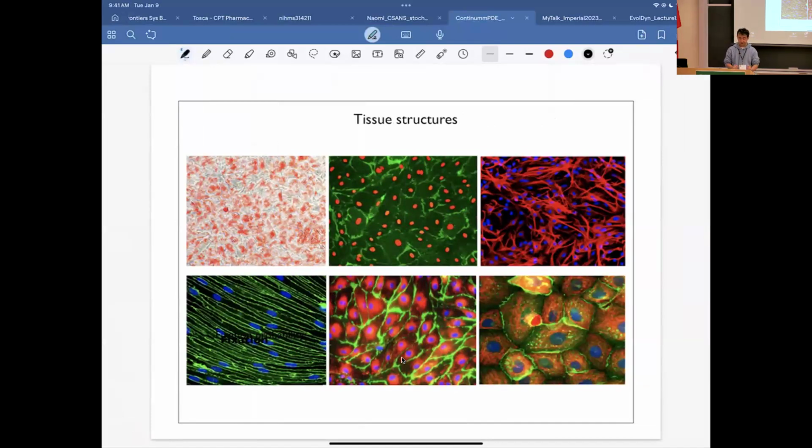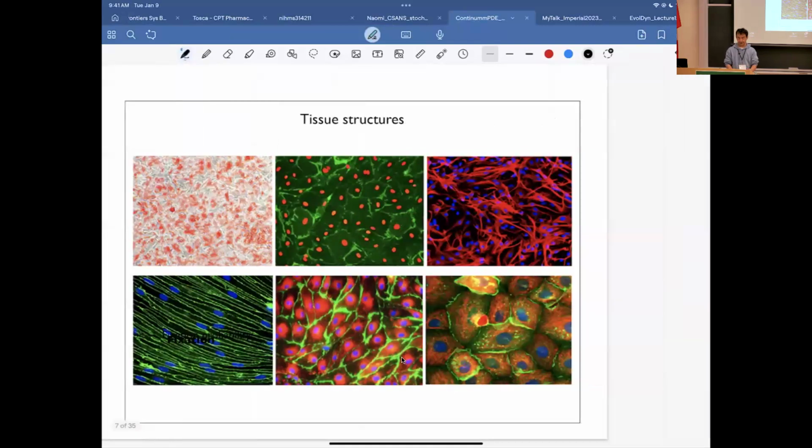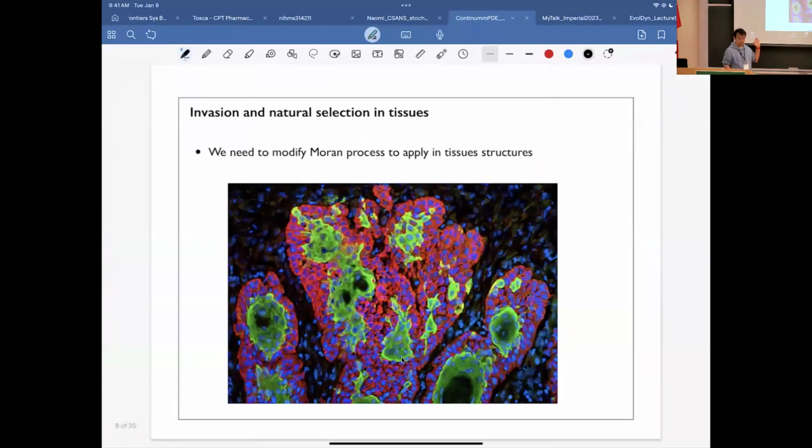Our general interest would be the spatial evolution in tissue structures, most commonly important for cancer evolution. When a mutant appears, like an oncogenic driver mutant in the tissue structures, it is going to spread. This is some type of breast cancer imaging, and we want to see how invasive it can be, and its spatial patterns.